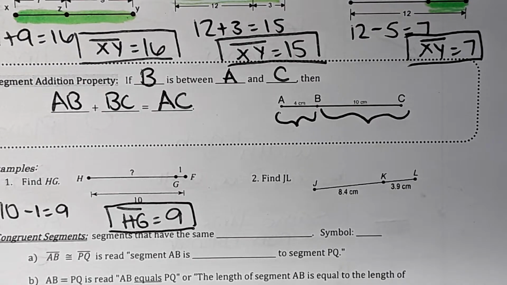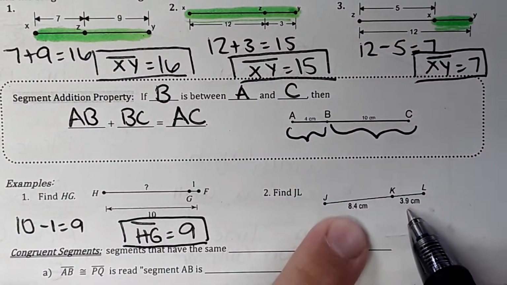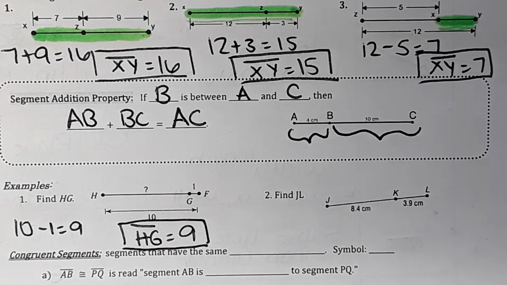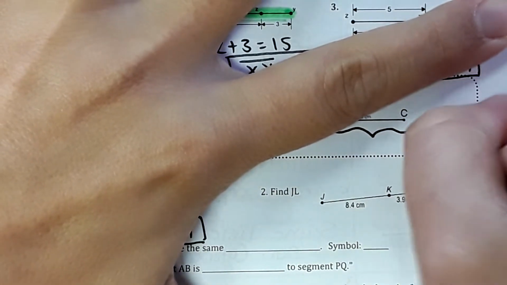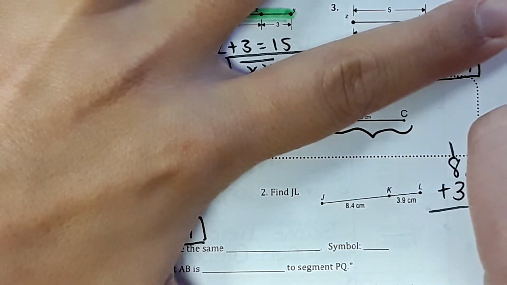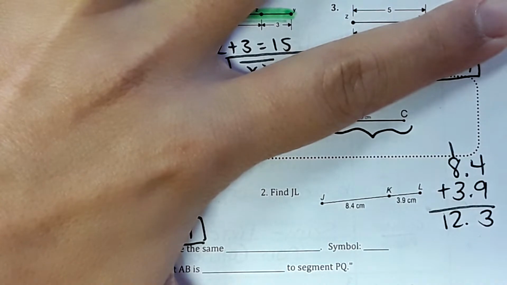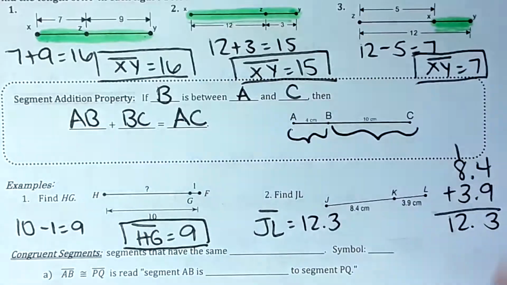Okay, the next one, it says find JL. Looking at this, JL is the entire segment. It gives us both parts. We're dealing with decimals now. There is a part of the geometry FSA, just like with algebra, that half of the test is non-calculator and half of it is with calculator. So some basic operations you do need to be able to do by hand. When we're adding decimals, we do line up the decimals. And we get 12.3. So the length of JL equals 12.3.